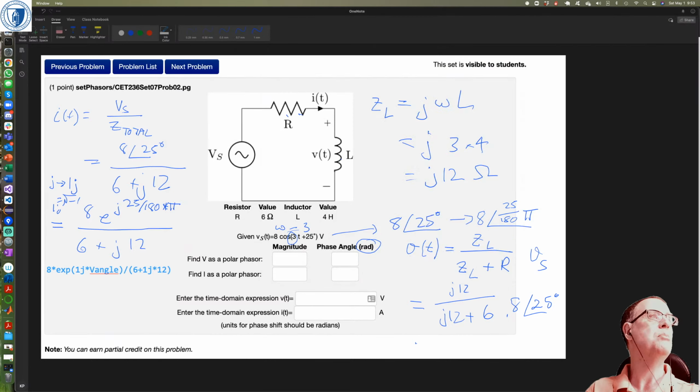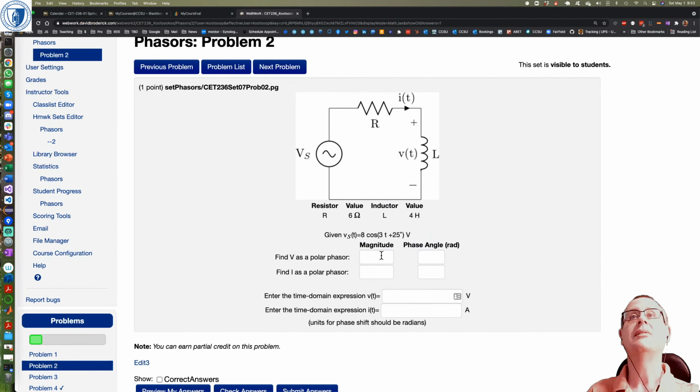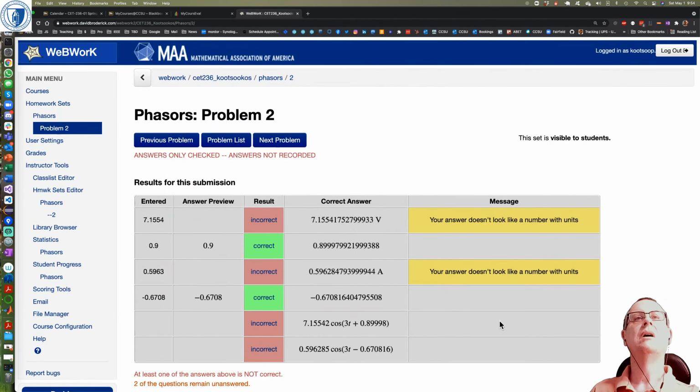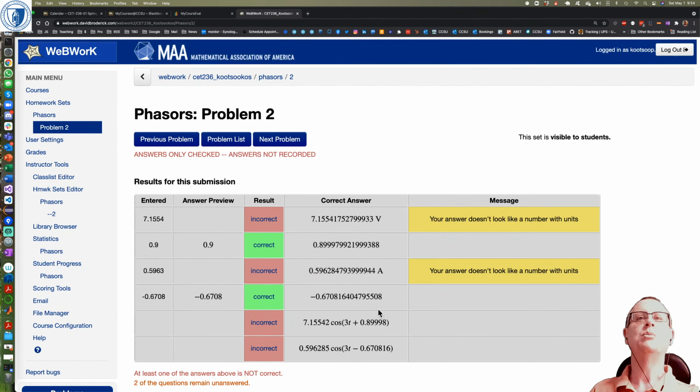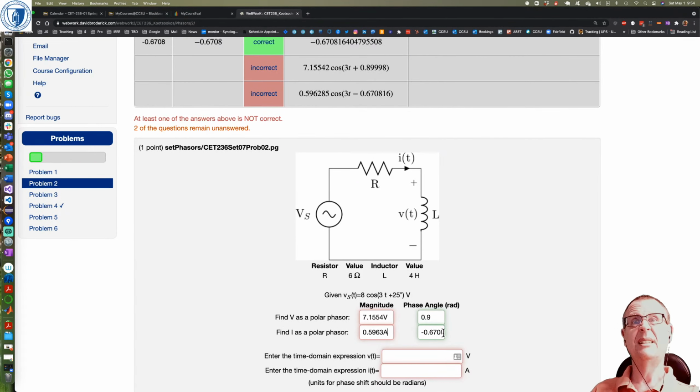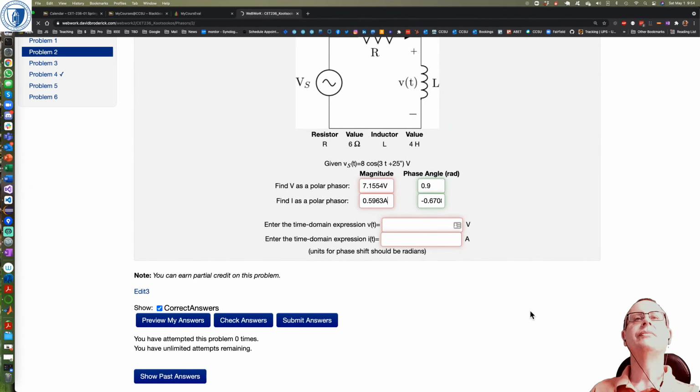Okay, so there's some numbers. Let's go back to WebWork and see if plugging those things in gets the right answer. So V as a phasor is 7.1554. I don't know whether it's going to want units, but anyway, let's leave them out and see if it complains. I as a phasor is 0.5963 with a radian angle of 0.6708, minus 0.6708. Yep. And let's just check that they're correct for now. Oh, it did want units. Oh well, that's what I was afraid of. V and A. Okay, so they're all correct.